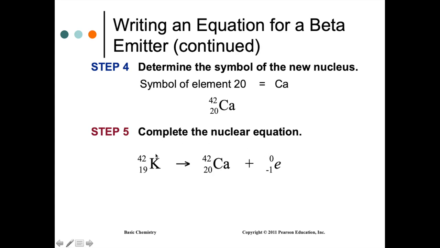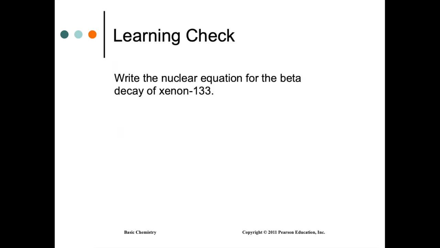42 plus 0 is 42. 20 plus negative 1, or 20 minus 1, is 19. And therefore, it's a balanced equation. Again, please note, it is the atomic number, this number on the bottom left, that determines the identity of the element. Why don't you guys try one of these yourselves?